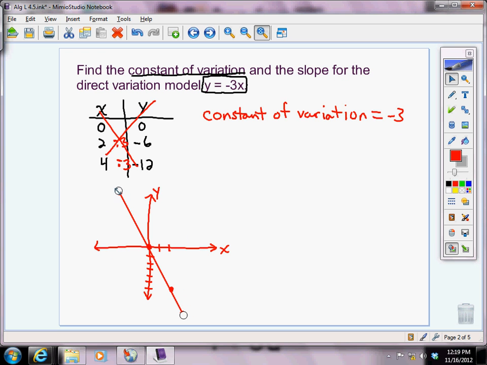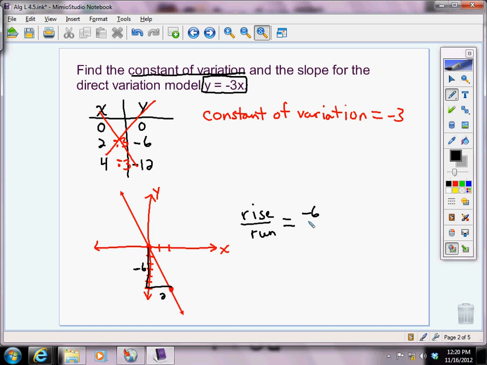If we wanted to find the slope of this line, there's a bunch of different ways we could do it. We could think of it in terms of rise over run. From this point to this point, I'm rising negative 6, and I'm running 2.